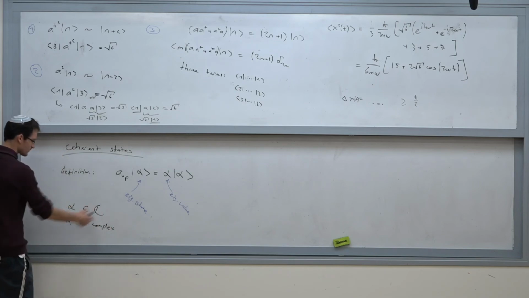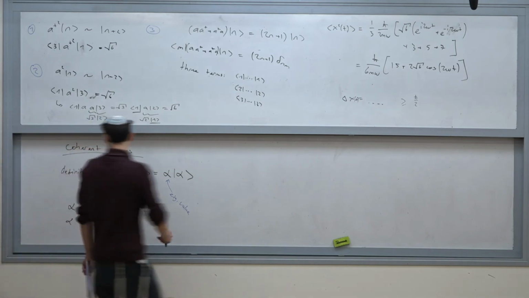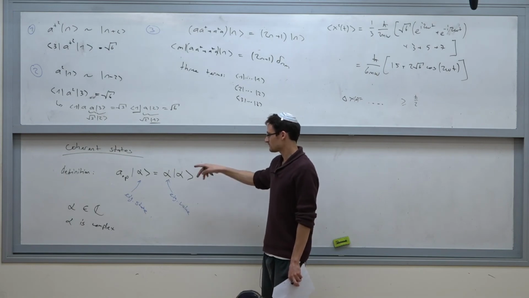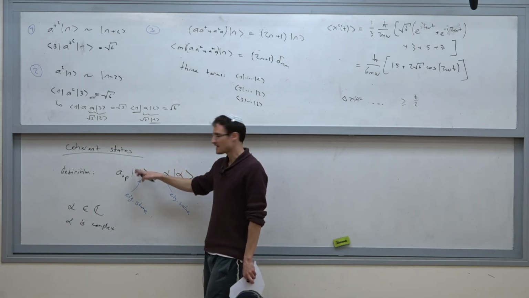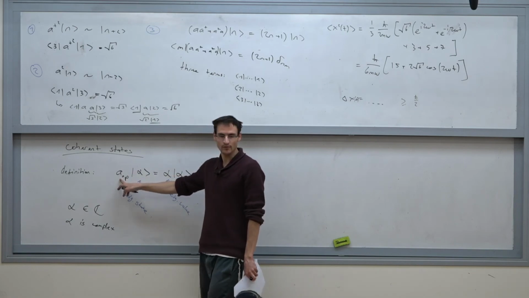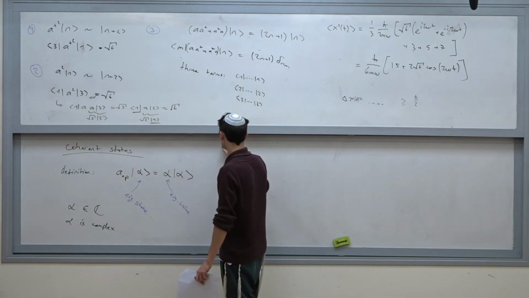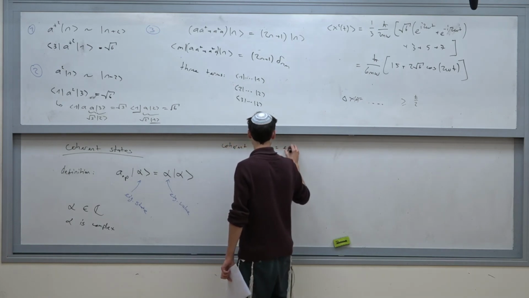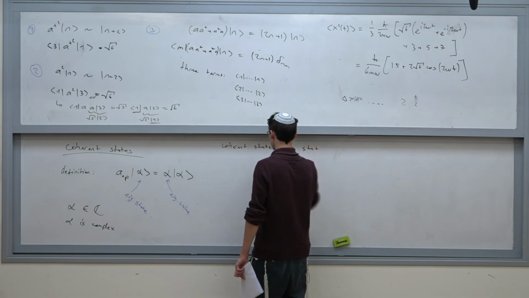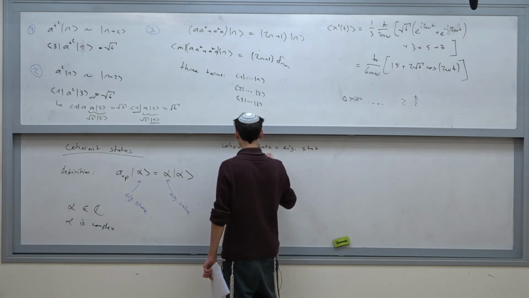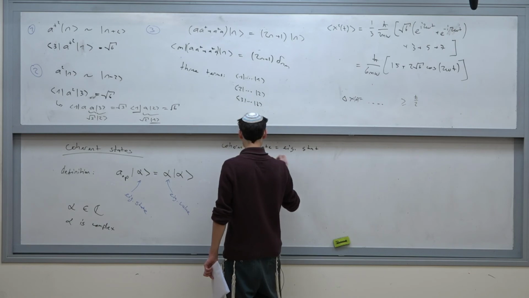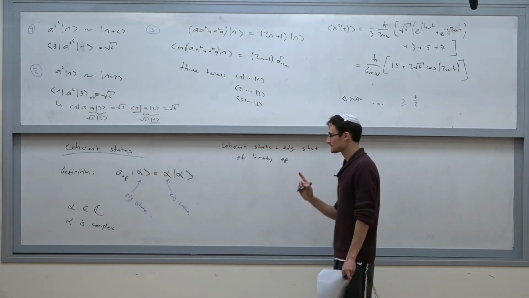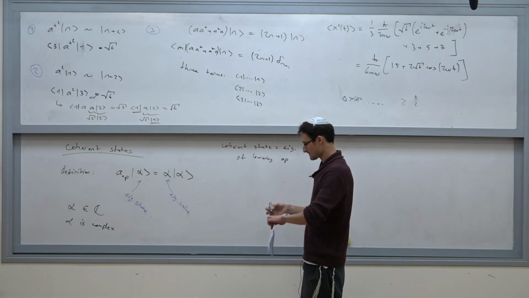It's an element of the complex group. Alpha is complex. Simply. So a coherent state is by definition an eigenstate of the lowering operator. Coherent state equals eigenstate of lowering operator. What will the eigenvalue be?